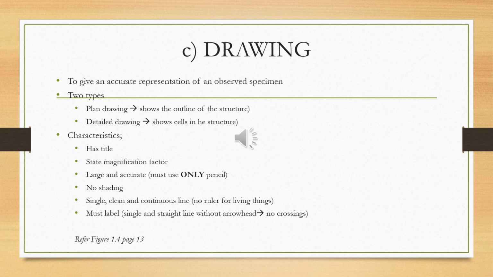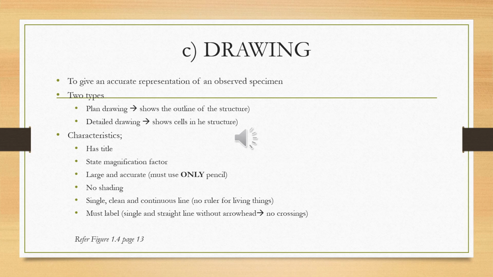Next, the characteristics of a biological drawing. Number one, it must have a title, meaning once you have finished drawing, you must give a title to your drawing. And then state the magnification factor. If you still remember from Form 1 and Form 2, you have to write the magnification power. It's either 2x or 4x or 10x. That one is a must.